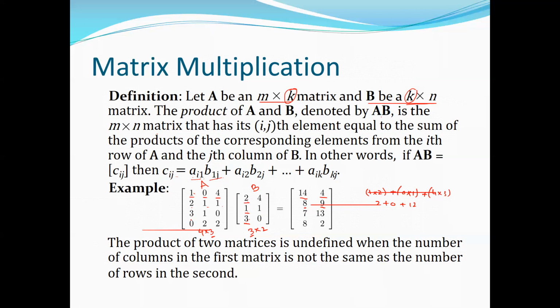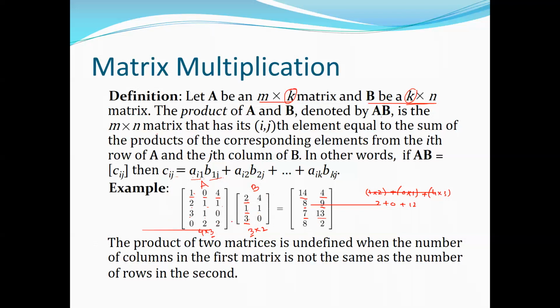Now let's see the third element. The third row will be multiplied with the first column. Third row, 3 into 2 is 6, 1 into 1 is 1, 0 into 3 is 0. So that means 6 plus 1 is 7. Right? So next element, third row with the second column. 3 into 4 is 12, 1 into 1 is 1, 0 into 0 is 0. So 12 plus 1 is 13.